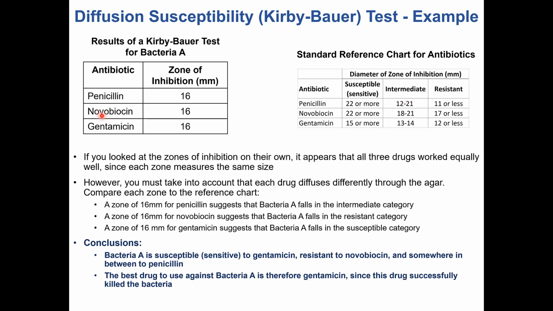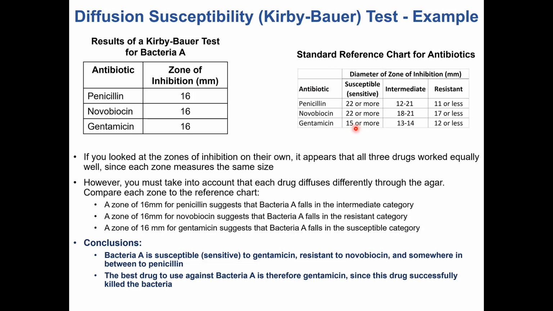Now let's look at novobiocin. The zone of inhibition is 16 millimeters. What does that mean for novobiocin? For novobiocin, 16 falls under the resistant category, because for novobiocin, a zone of 17 millimeters or less means resistance. And then last, let's look at gentamicin. 16 millimeter zone of inhibition. For gentamicin, that means susceptible. Susceptible is a 15 millimeter zone of inhibition or more.